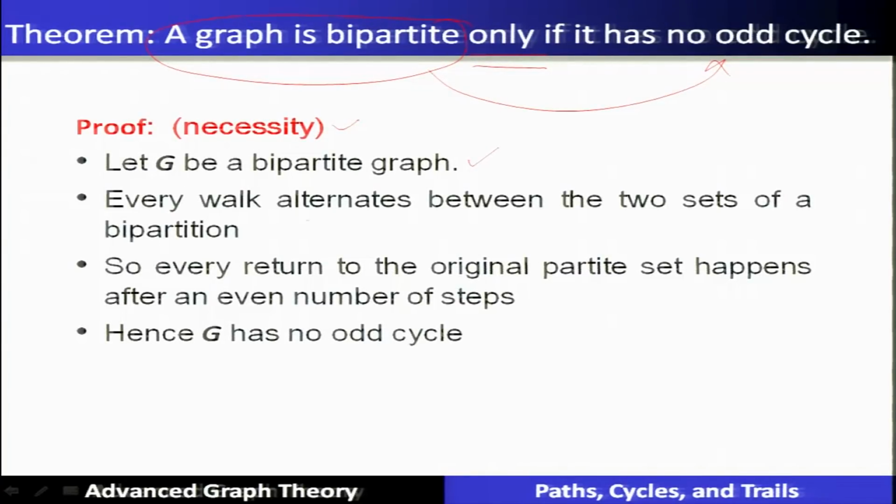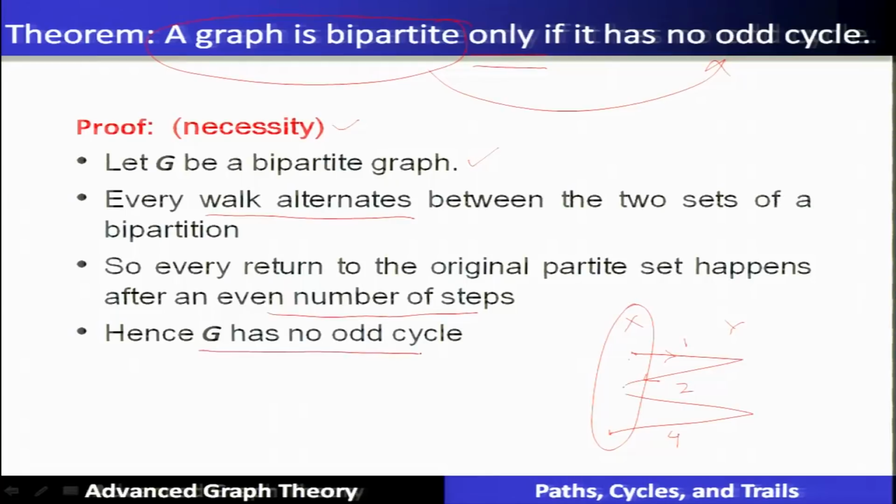Now, every walk will alternate between the two partite sets of a bipartition. So every return to the origin partite set happens after an even number of steps. This is 1, this is 2, so an even number of steps. If you go back, you come back after taking 4 steps. So if you start from X, visit Y, and then come back, it will take an even number of steps. Hence, whenever you want to form a cycle, you have to traverse and come back to the same point, and that can be done only in an even number of steps. Hence, G contains no odd cycle.